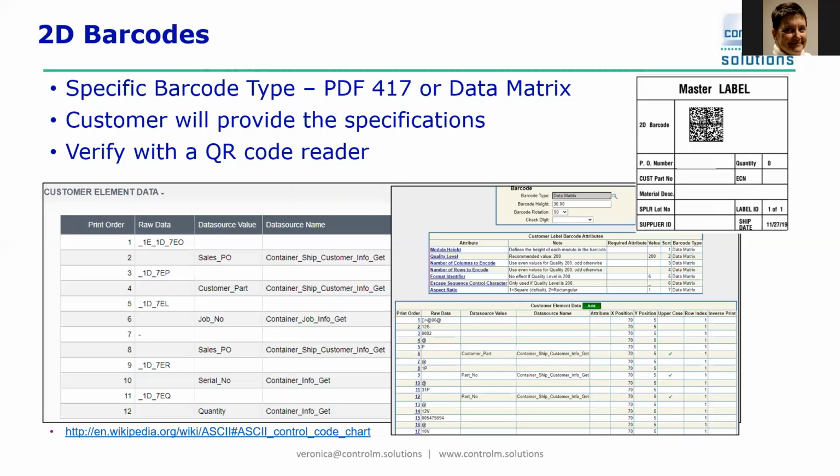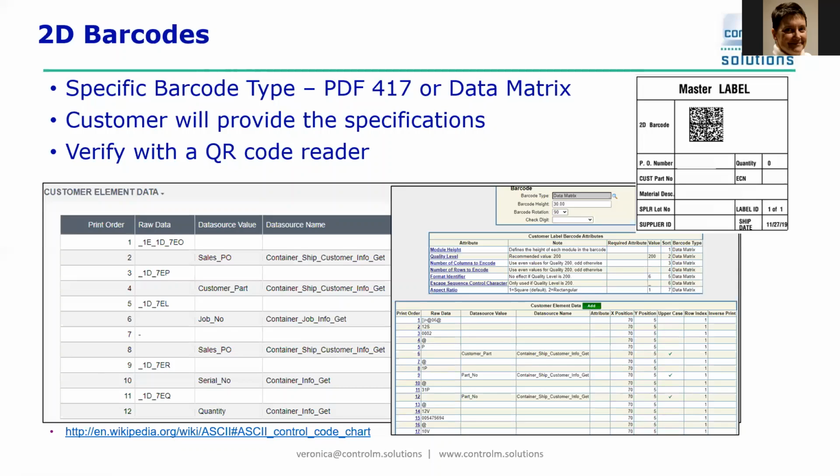To enter these special characters, enter an underscore followed by the hexadecimal value of the control code that must be encoded. So if you're making a record separator, you would enter an underscore 1E as the raw data for the barcode. A group separator would be entered as an underscore 1D as the raw data for the barcode. You see here the first element in the barcode is a record separator, and then a group separator, and then the code for a purchase order.